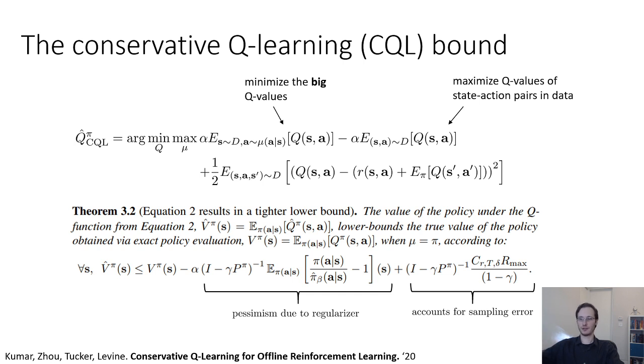So you just have to choose alpha so that this positive pessimism term is larger than the positive sampling error term. Obviously, if you have more data, then your sampling error is lower, and you don't have to worry as much. If you have high sampling error, then you need a higher alpha to be conservative.